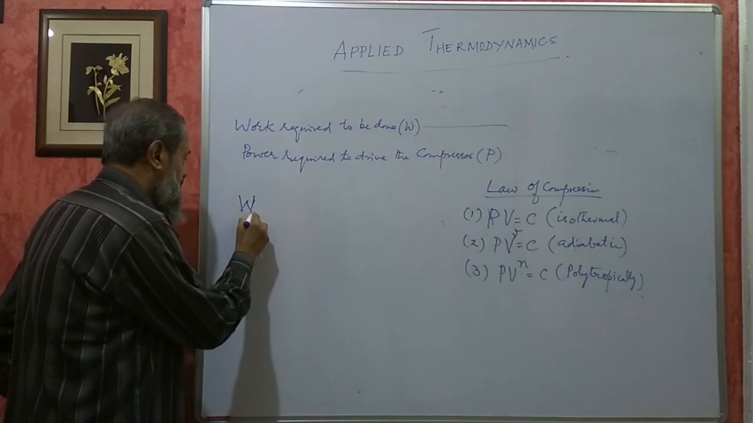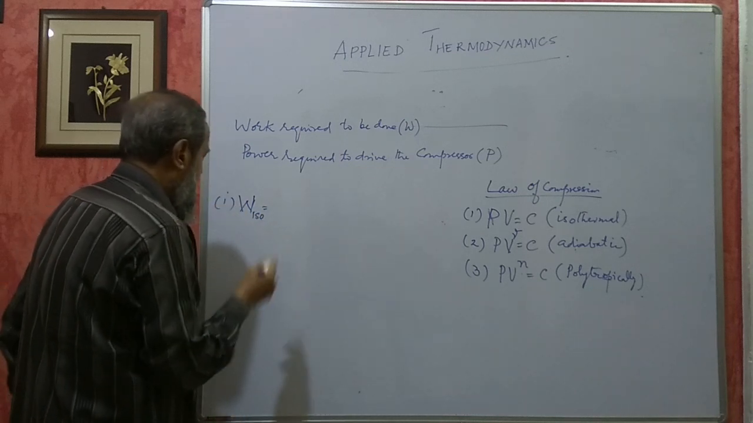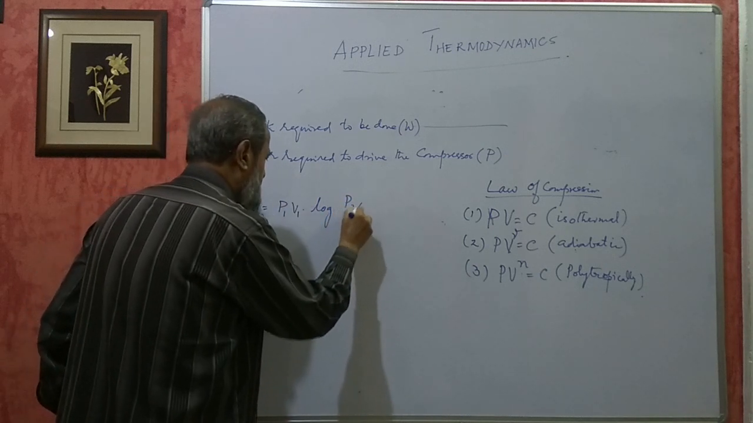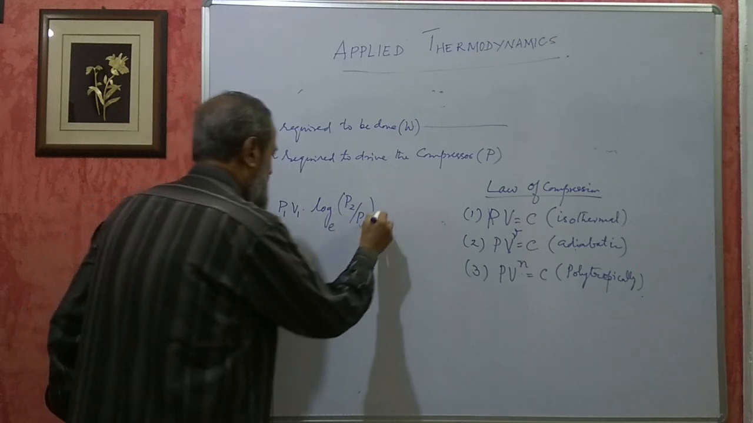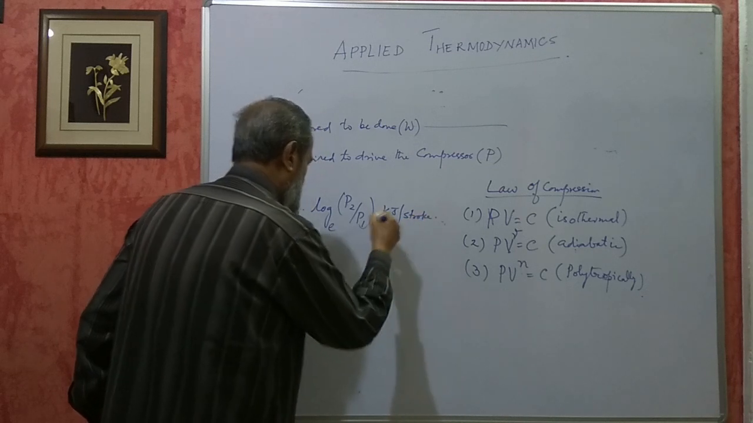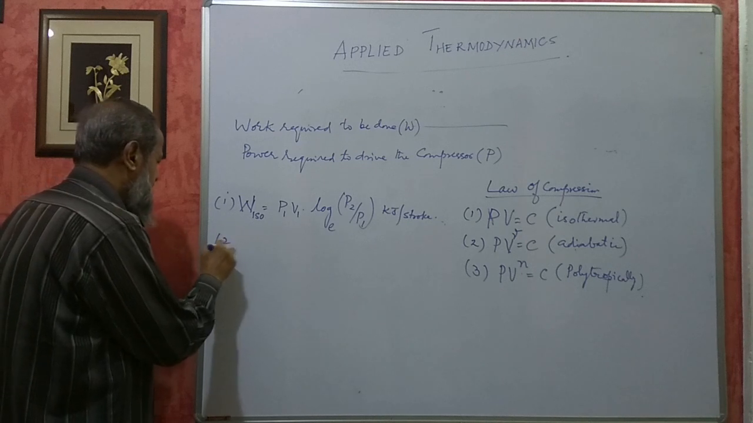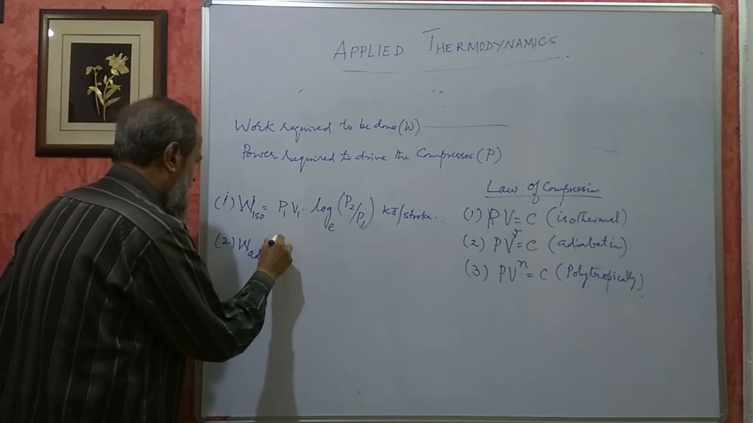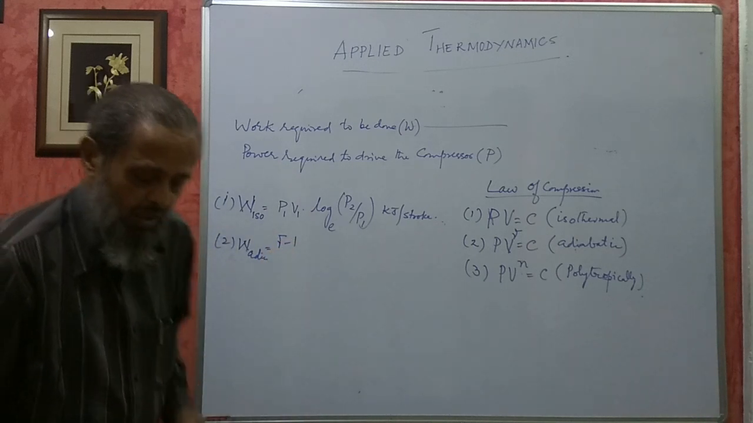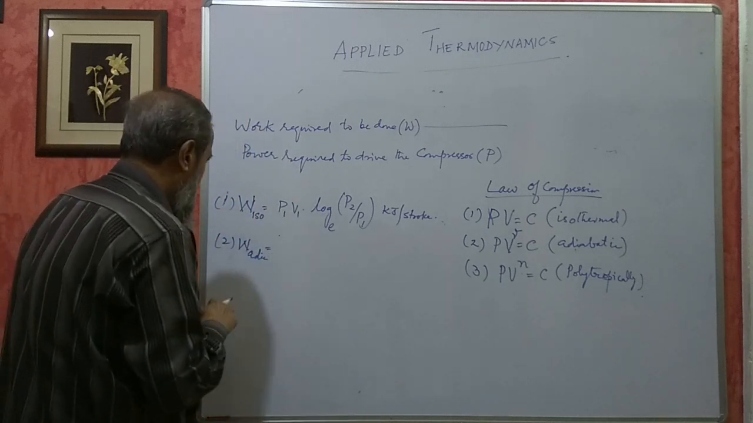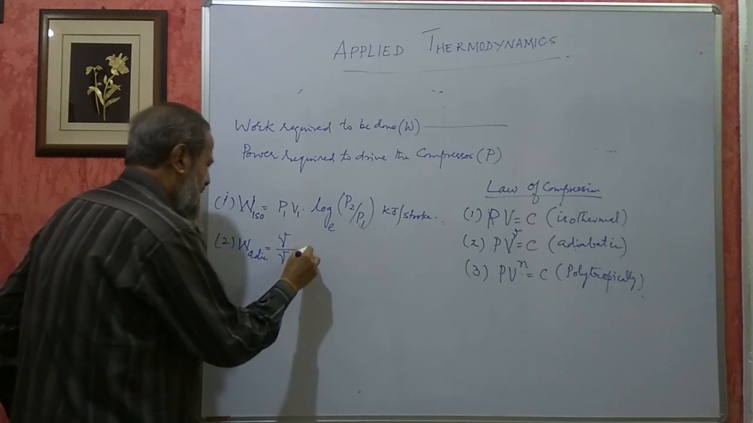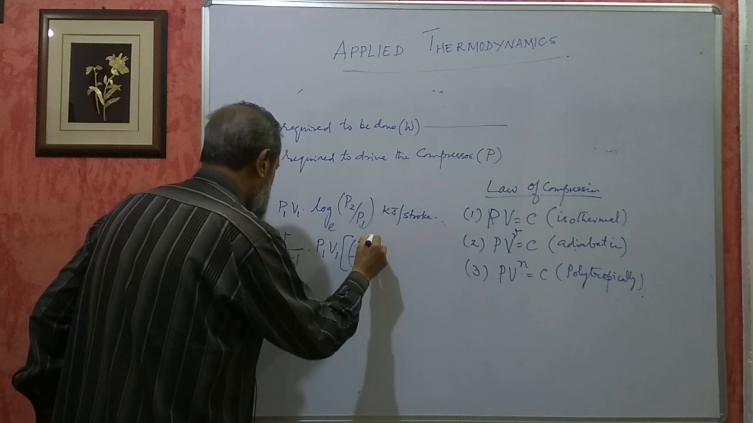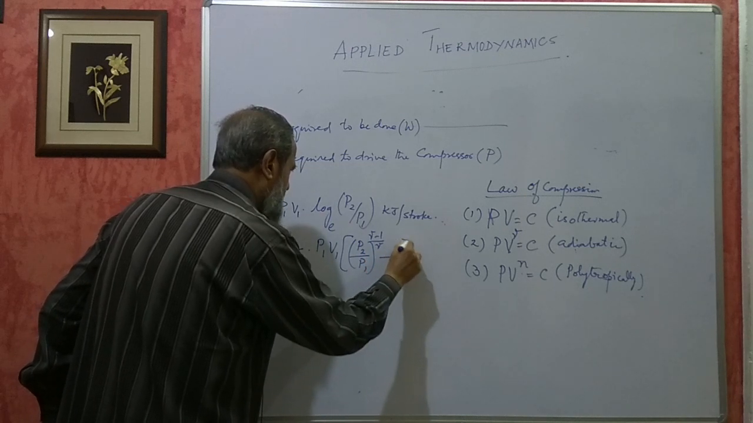Now, if you are doing it by isothermal process, then the formula to be used is P1 V1 into log of P2 by P1 to base e, so many kilojoules per stroke, or kilonewton meters per stroke. Then in the second case, if it is adiabatic, W adiabatic will be gamma by gamma minus 1 into P1 V1 into (P2 by P1) whole to the power of (gamma minus 1) by gamma, minus 1, so many kilojoules per stroke.